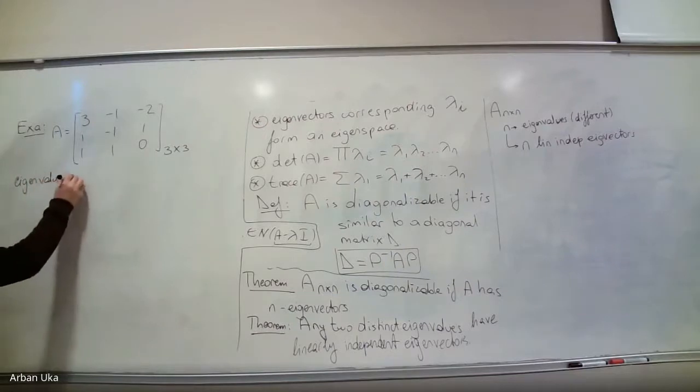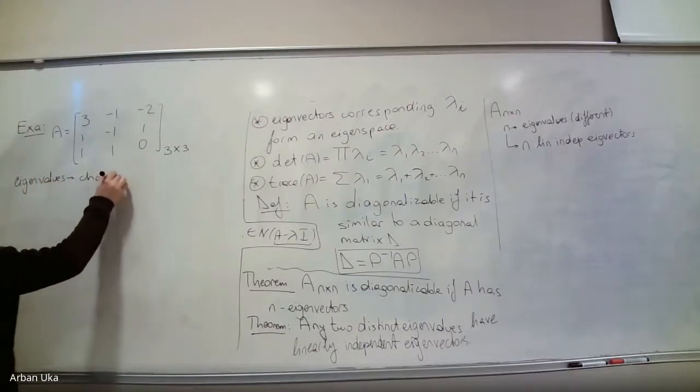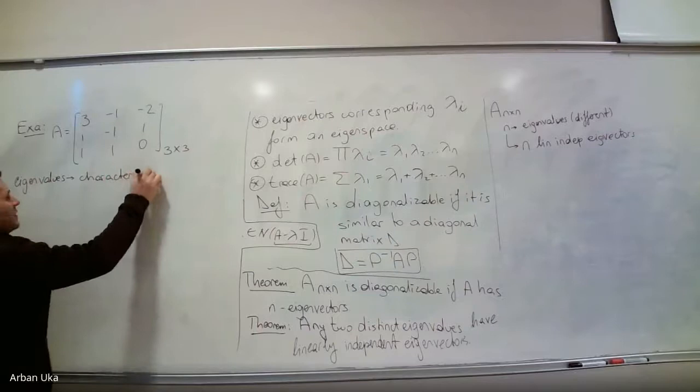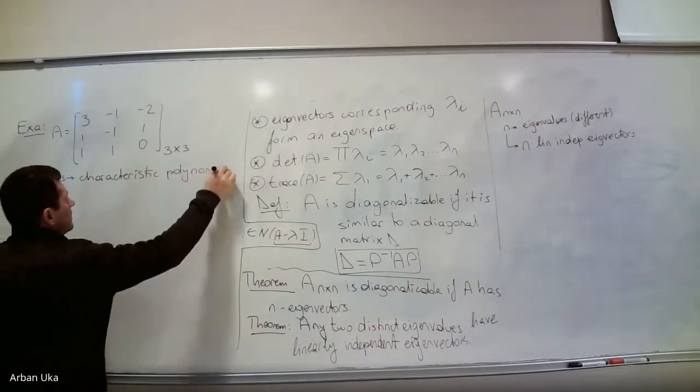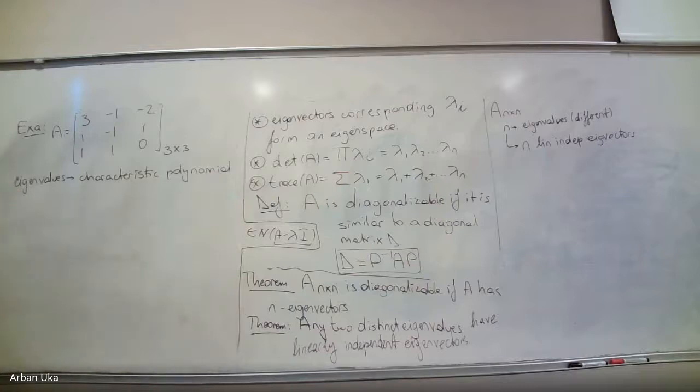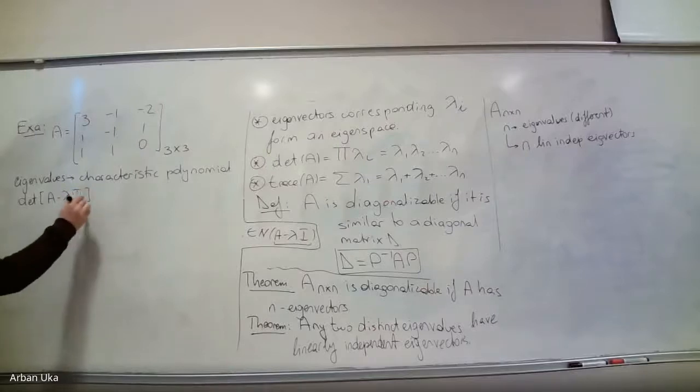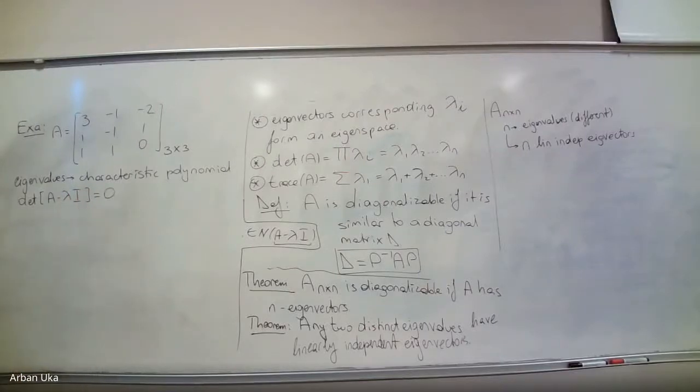What we need to find is the characteristic polynomial. This is what we should immediately determine. The characteristic polynomial we get from the determinant of A minus lambda I equal to 0. And meanwhile, this is one of the relationships we can make use of.